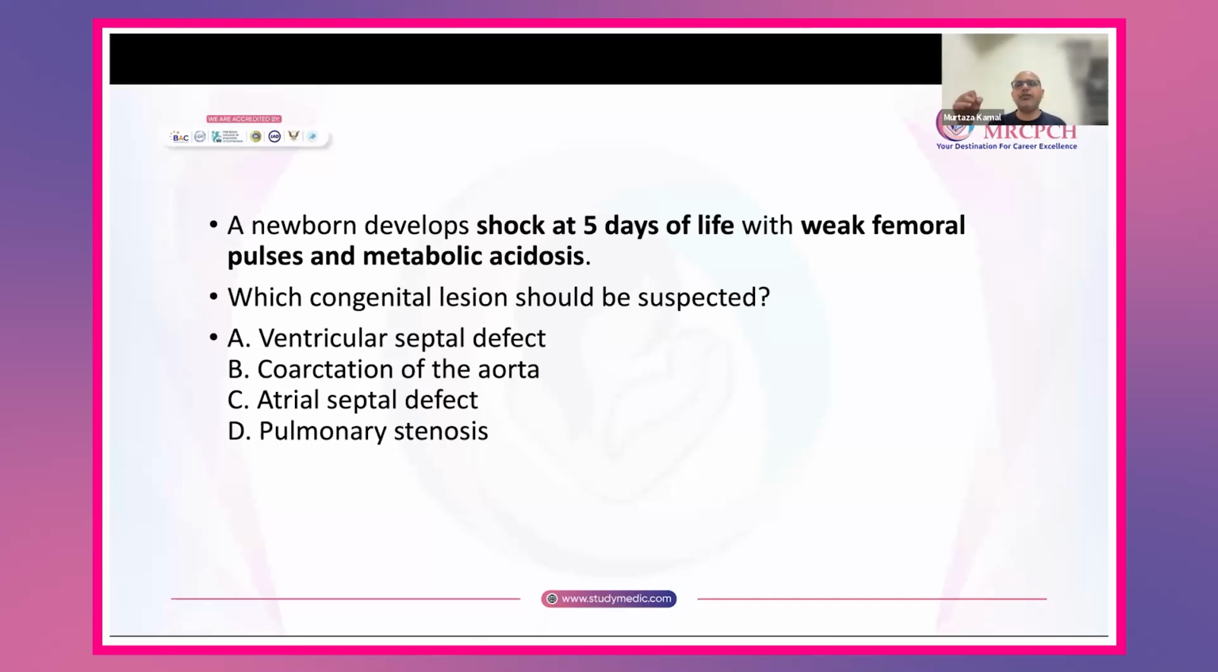There is obstruction to the systemic flow of the blood. The blood is not going to the lower part of the body. So the child is presenting in shock. Why is he presenting at day 5 and not earlier? Coarctation is from birth. Why is he delayed? Because there was a PDA. This is a duct dependent systemic lesion.